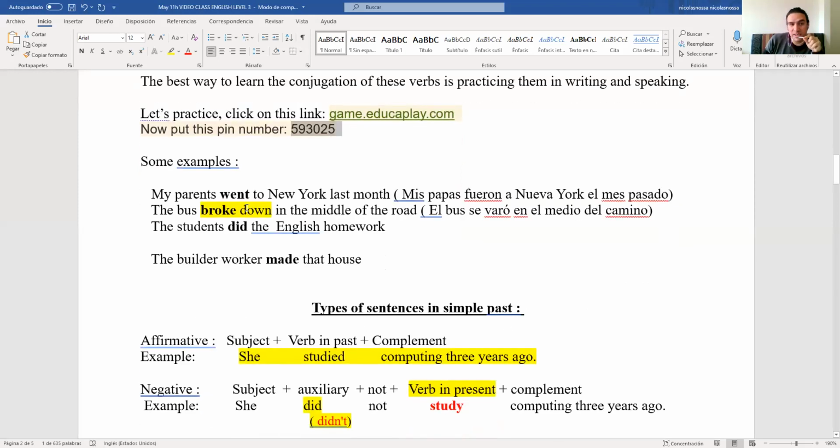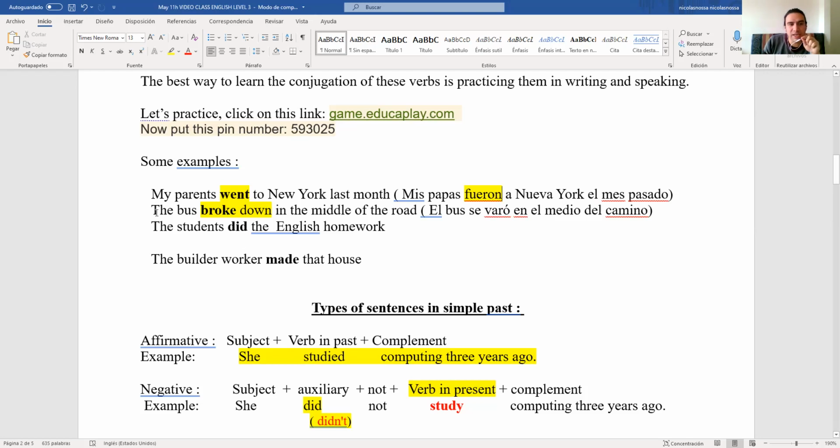Some examples. Vamos a ver cómo se forma el simple past, el pasado simple, ya usando los verbos. Okay. Example. My parents went to New York last month. Mis papás fueron a Nueva York el mes pasado. ¿Listo? El verbo ir en pasado, went. ¿Ok? La acción terminó. Sí, ya ellos fueron a Nueva York el mes pasado. The action finished. Simple past. Eso es para que se use el simple past.